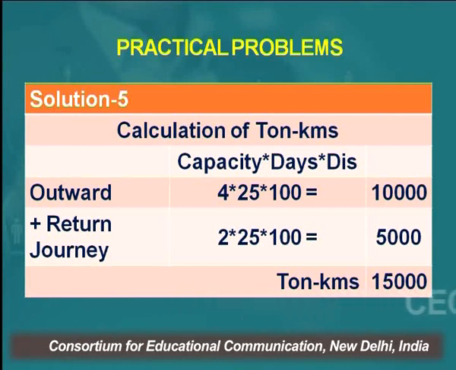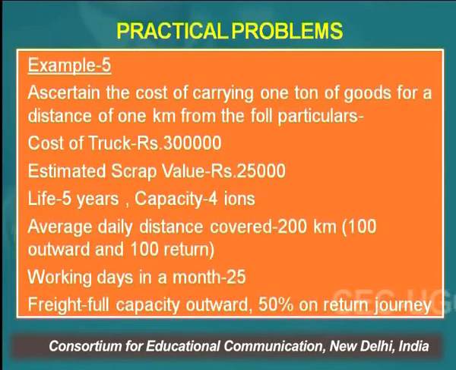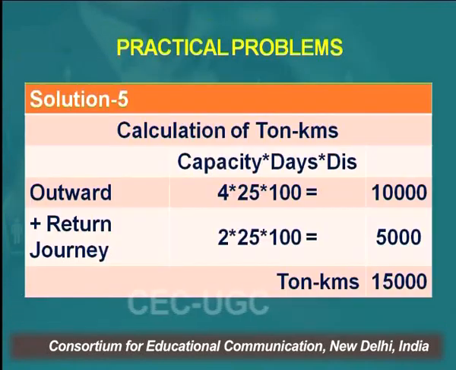Then the return journey. The capacity is 4 tons, not number of buses but tons. So for the return journey I have taken 2, why? Because at the time of return only half of the capacity is being utilized. So instead of 4 tons, only 2 tons is being loaded while coming back.